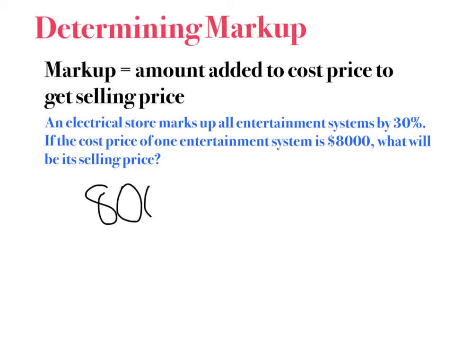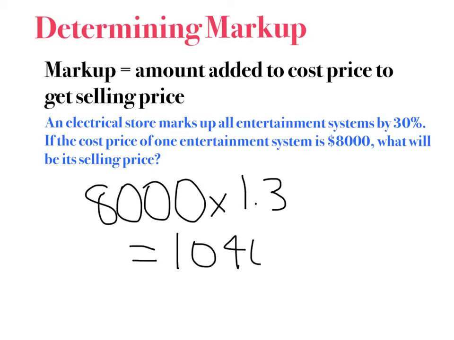If it's $8,000 and I'm selling it at a 30% markup, I am technically selling it at 130% of its cost price. So I can multiply it by 1.3. That would then give me an answer of 10,400. That's what I was making you guys do yesterday. That's the quick way. So if it's $8,000 originally and I mark it up by 30%, I'm needing to work out 130% of its value.